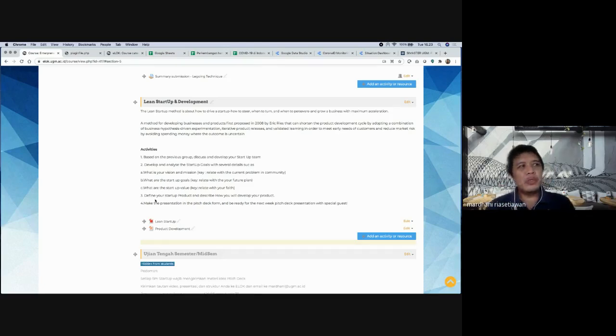Then you can define your startup product with the business model that you want to provide. I will not focus first on big data, IoT, or any application you want to build, but on your game-changing purpose. What is your changing business model, and what do you want to disrupt in the current business model that exists today? Then make it in pitch deck form. You can see many examples of pitch deck presentations on the internet.